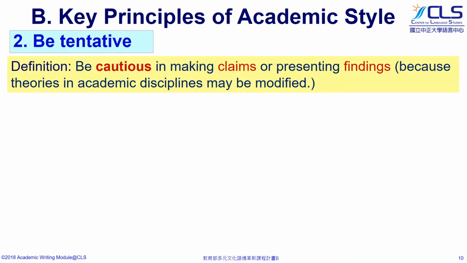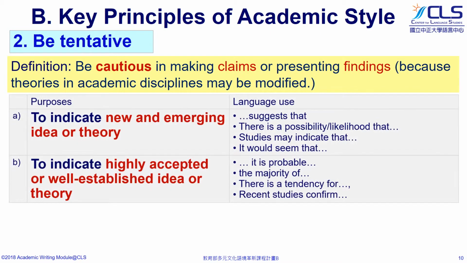Second, we have to be tentative. To be tentative means to be cautious in making claims or arguments because theories in academic disciplines may be modified. We have to be tentative because of 2 reasons. First, to indicate a new and emergent idea or theory, or to indicate a highly accepted or well-established idea or theory.